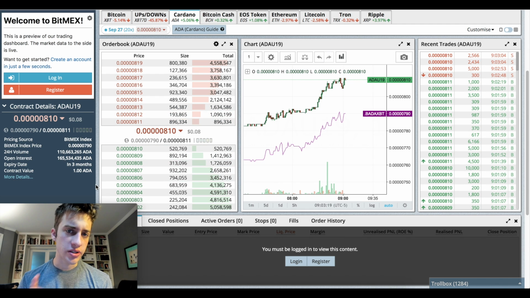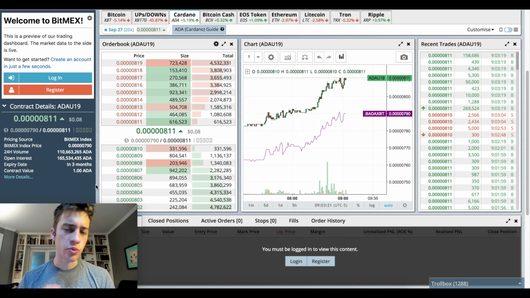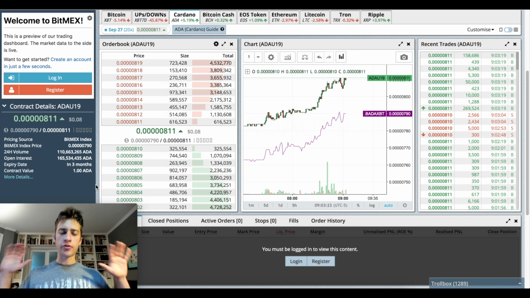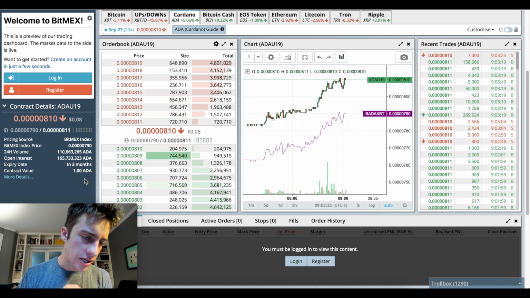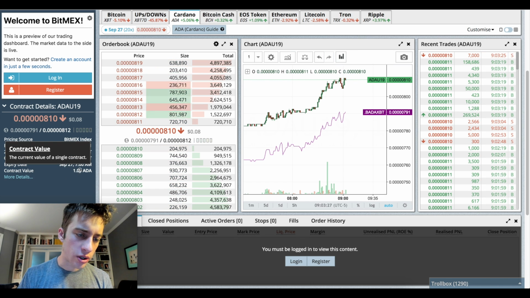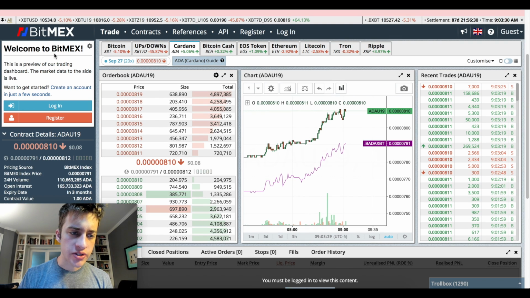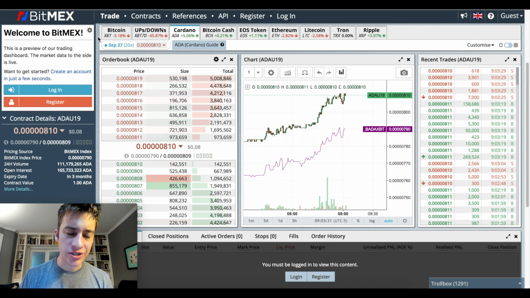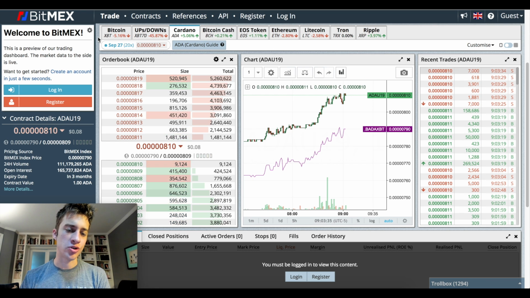Another thing that you always need to pay attention to, guys, is when you're not trading Bitcoin, but when you're trading other coins, always look at contract value. Contract value here is 1 ADA. So if I was to enter my position size, I'm not entering my position size in USD. I'm entering my position size in how many ADA I want to trade.